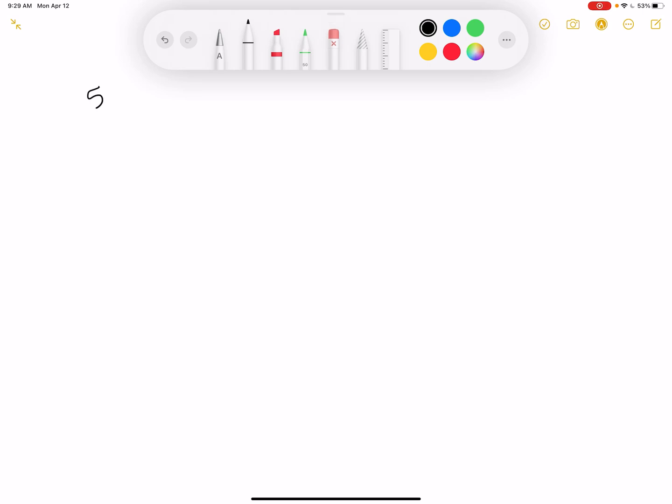Okay, 5.3. Sum and difference identities. Yikes. I'm gonna just try to write that again.